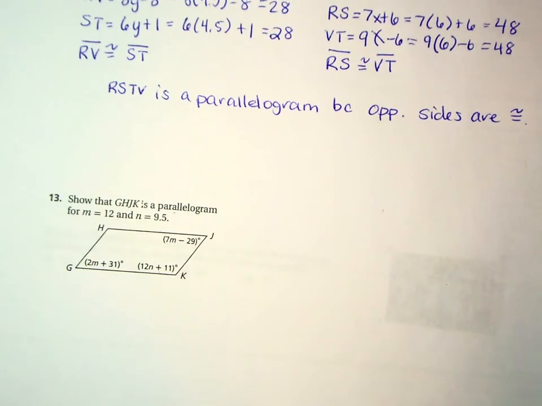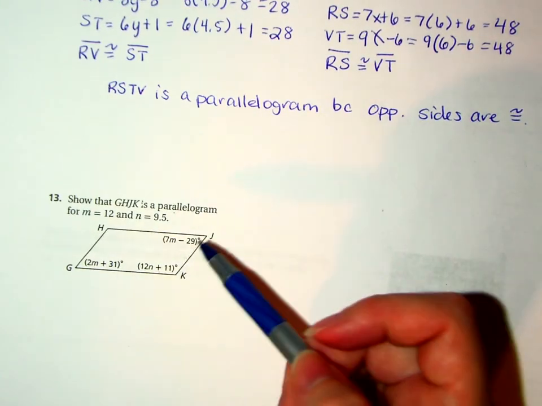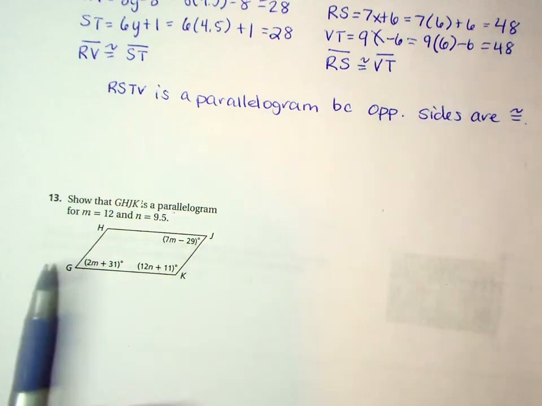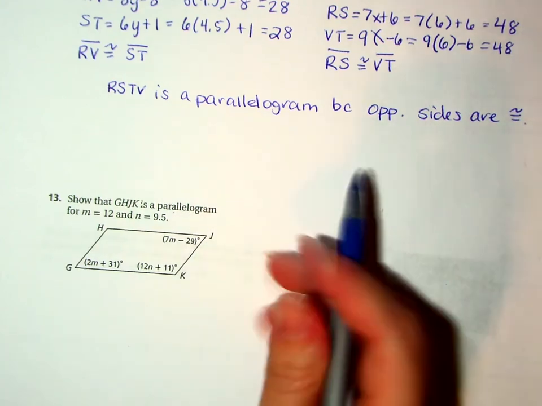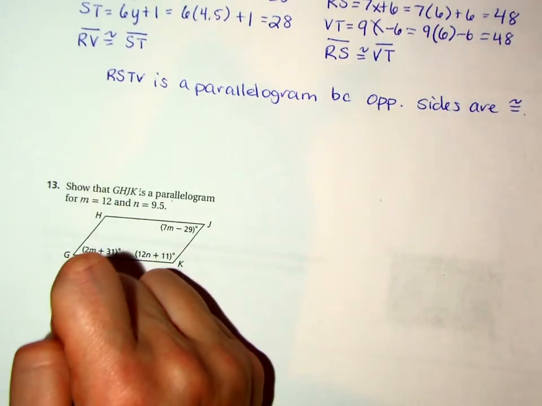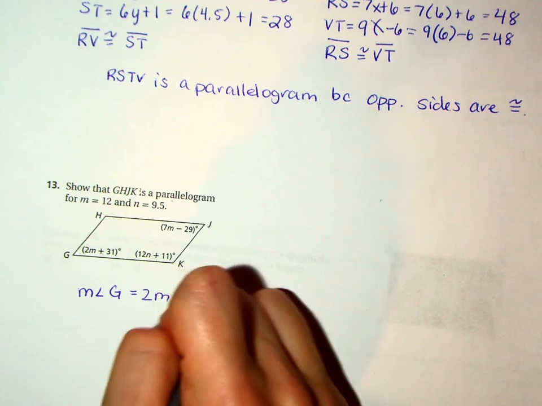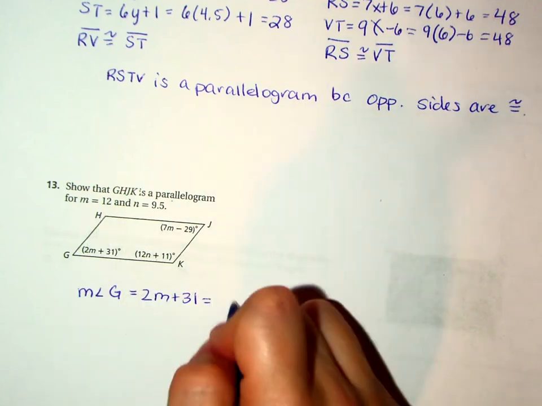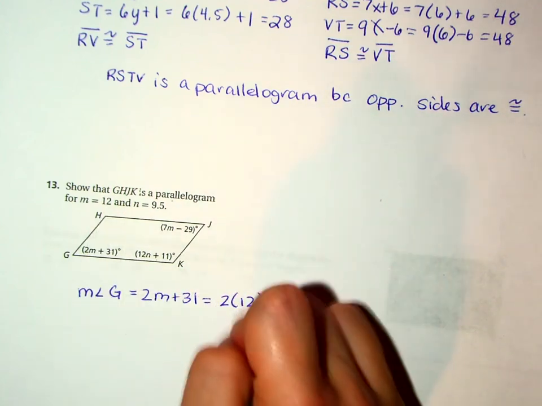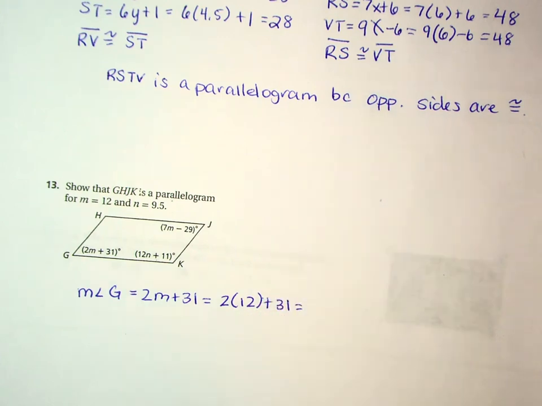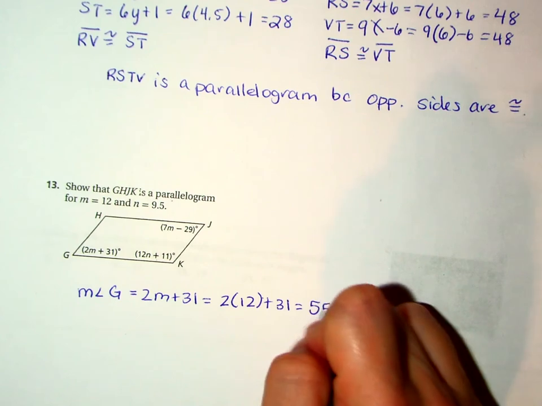All right, let's go into number 13. On number 13, it says, show that this is a parallelogram, and they give me yet another set of measures. So we're going to do the same thing. We're going to plug it in. So when I'm looking at plugging this in, the measure of angle G is equal to 2m plus 31. Now they tell me my m is 12, so I'm going to do 2 times 12 plus 31. We're going to throw that in the calculator. So 2 times 12 plus 31 is equal to 55 degrees.